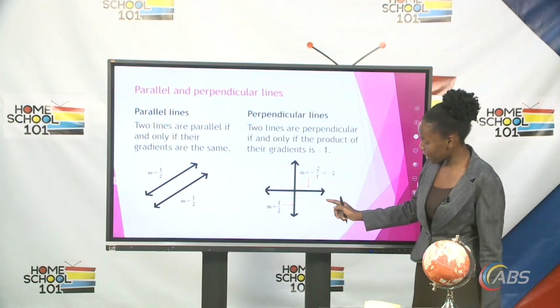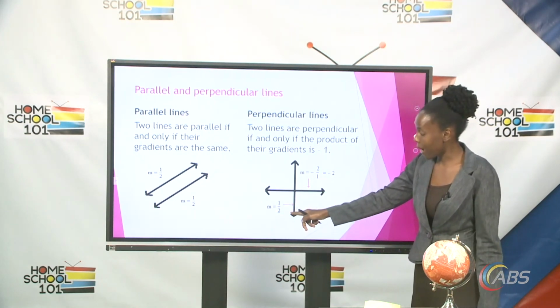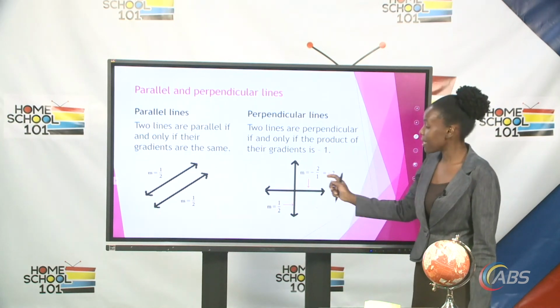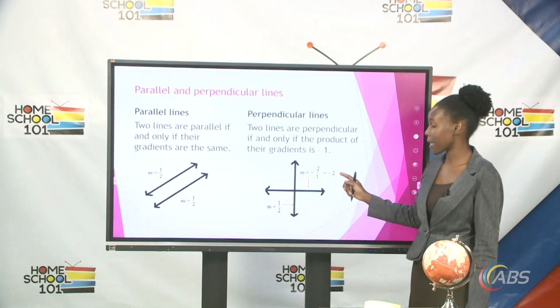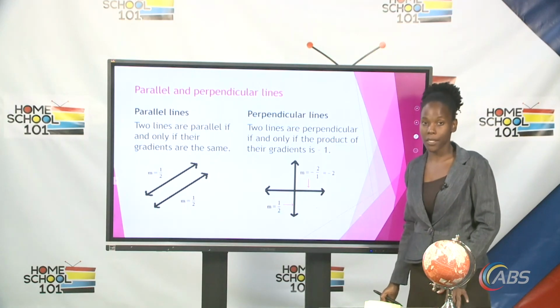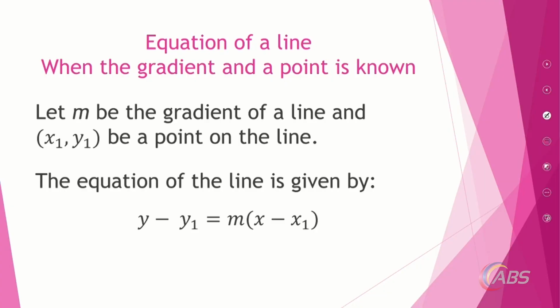Because if we're looking at this, if m is equal to 1/2 for the vertical line, to get the horizontal line, the negative reciprocal of that would be negative 2. Hence, we can say the lines are perpendicular if the gradient of one is the negative reciprocal of the other. In order for us to find the equation of the line, there are two methods that we can use. We will look at finding the equation of a line when the gradient and a point is known.